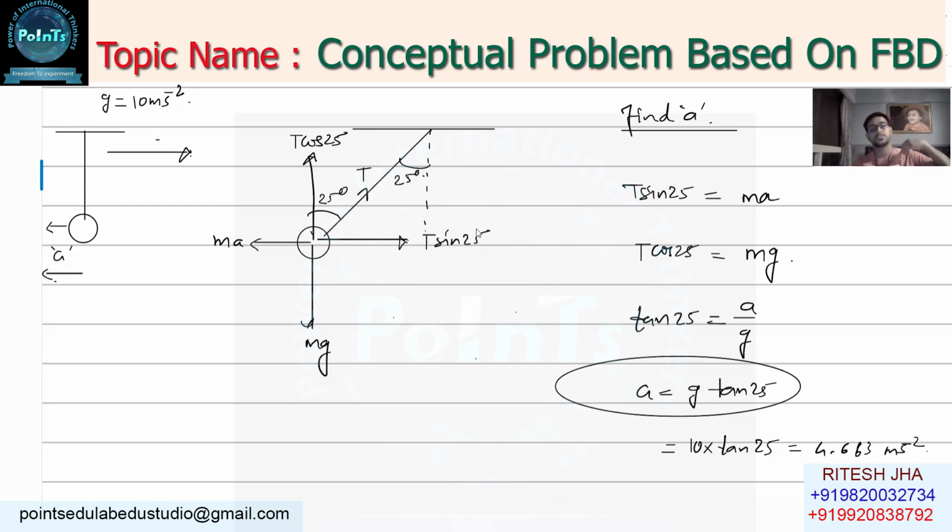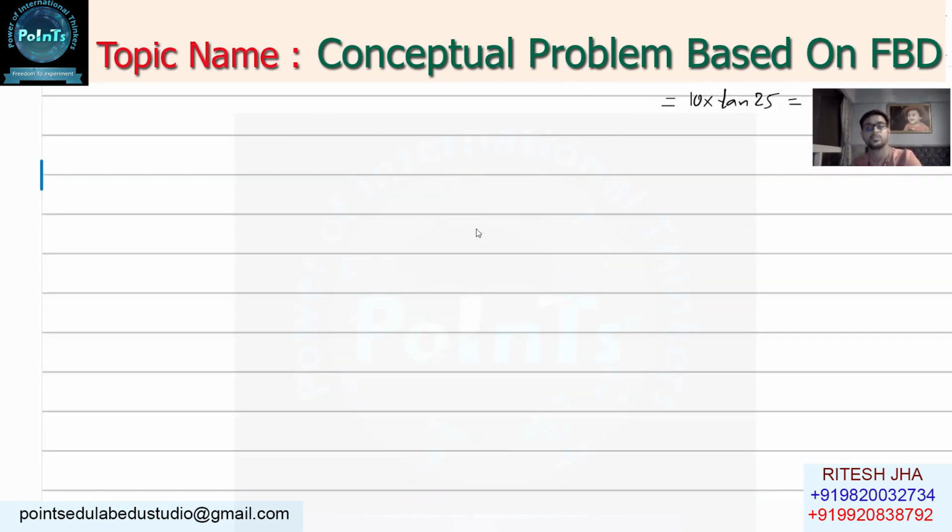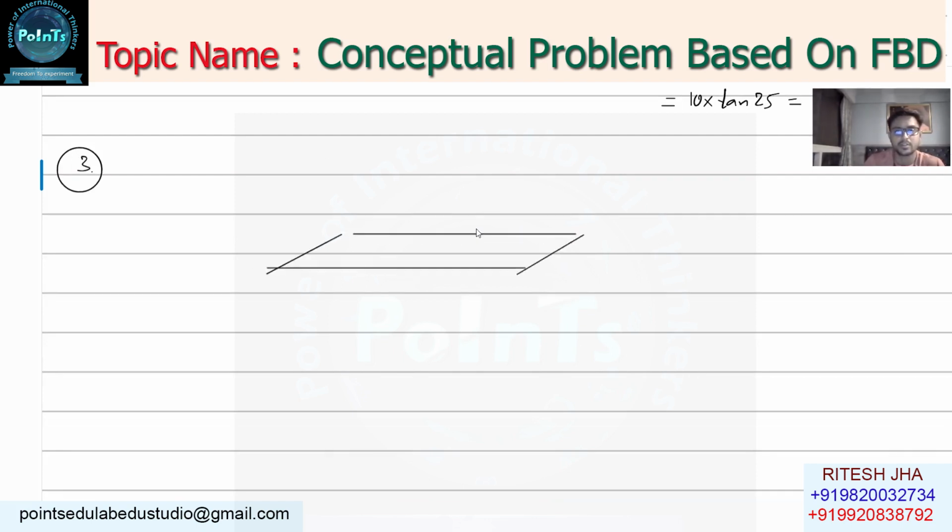Okay, Ryan. So this is another type. Let me give you the third question. Suppose here is a cart. This is the wheels of the cart. It is basically having 4 wheels. 2 wheels are not quite visible. And here is a person. Now the mass of the cart is 100 kg, and the mass of the person is 50 kg.